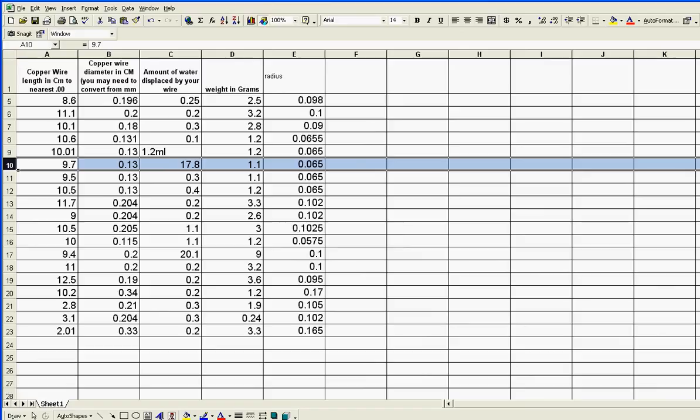So if you take a look, we now have the radius. And you notice that all the radiuses, this one here is off by quite a bit.